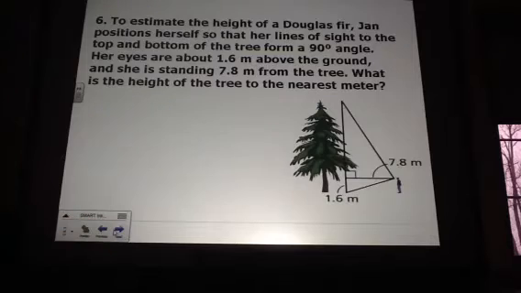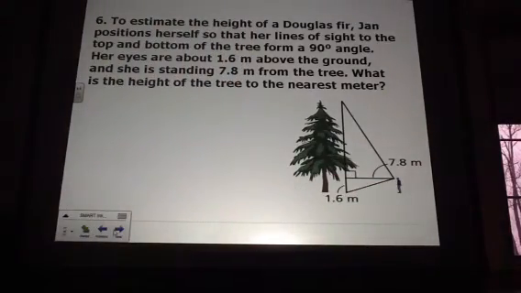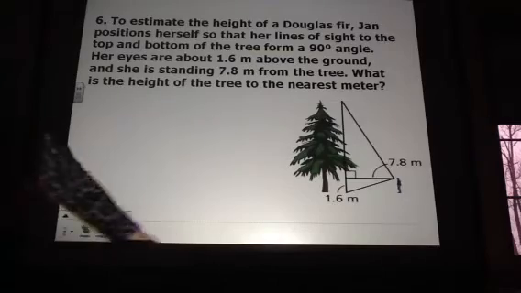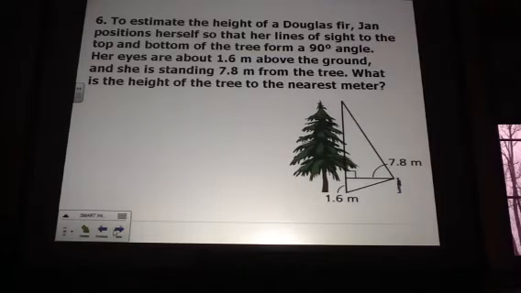Okay, last one. To estimate the height of a Douglas fir, Jan positions herself so that her lines of sight to the top and bottom of the tree form a 90-degree angle. So here's Jan, here's the 90-degree angle. Her eyes are about 1.6 meters above the ground. This point to this point, 1.6 meters. And she is standing 7.8 meters from the tree. What is the height of the tree, to the nearest meter?